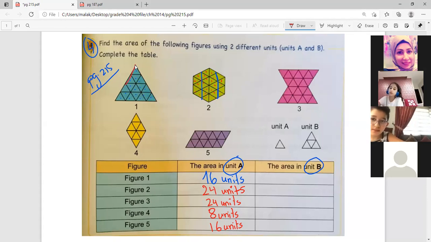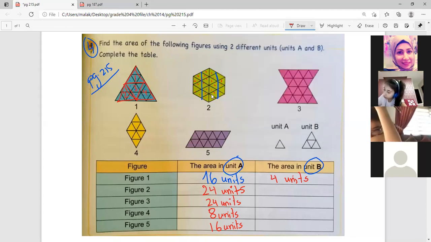How many units B do we have in figure one? Count them. Four. One, two, three, and four. Bravo. Three and four, so four units. Bravo. Is it clear? Yes. Okay. Next, Amal Shaker.